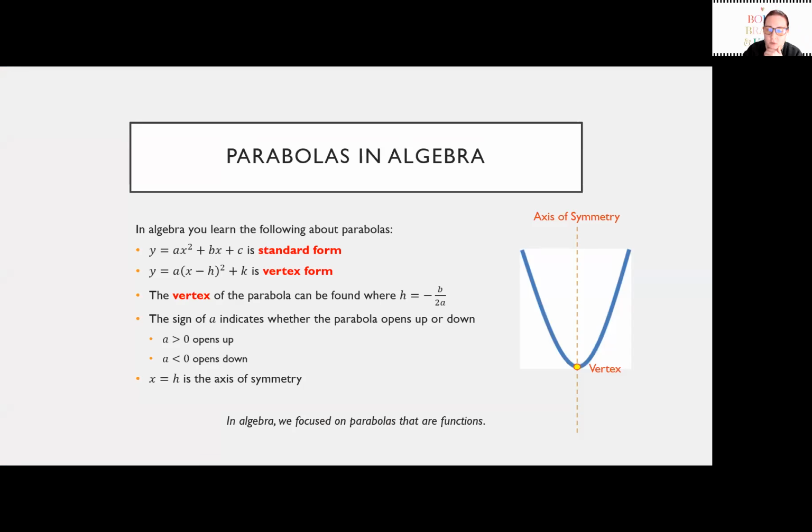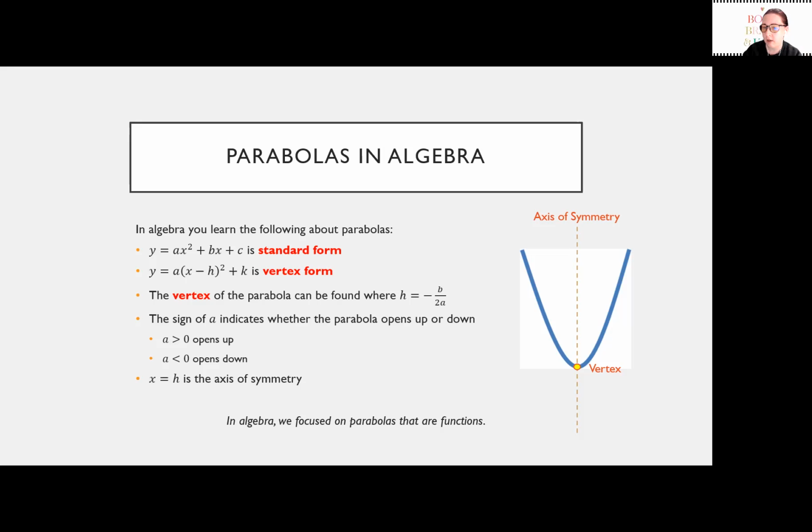College algebra does cover parabolas in detail. And so we have standard form, which is ax squared plus bx plus c, and that's the form we use when we're solving quadratic equations. We factor to find the intercepts. And then we've got vertex form, which is a, and then in parentheses, x minus h squared plus k, where h and k is the vertex.